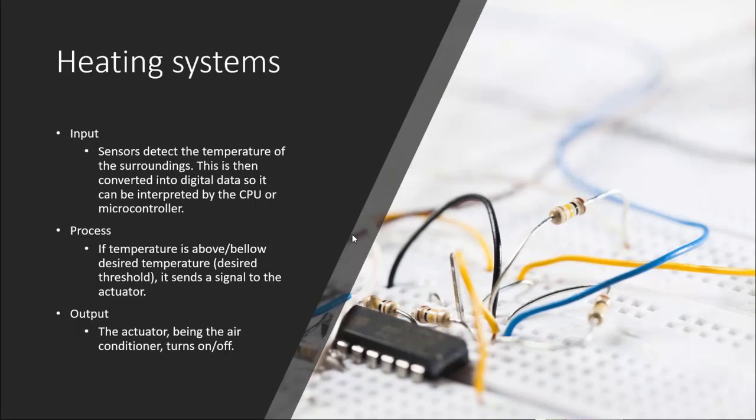This is in more detail. This is just an example of one of the many control systems that we need to know: the heating system. The input would be sensors that detect the temperature of the surroundings, and these sensors convert the data into a digital format so that it can be interpreted by the CPU or microprocessor. In the IPO model, that's the process, and as I said before, if it is above or below a certain threshold, it sends a signal to the actuator, and if it's above, it'll turn on, and if it's below, it'll turn off.